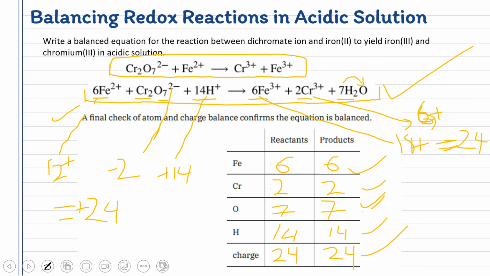So write a balanced equation for the reaction between dichromate ion and iron 2 to yield iron 3 and chromium 3 in acidic solution. And this is what we end up with. Okay, so that's the final answer. Great.